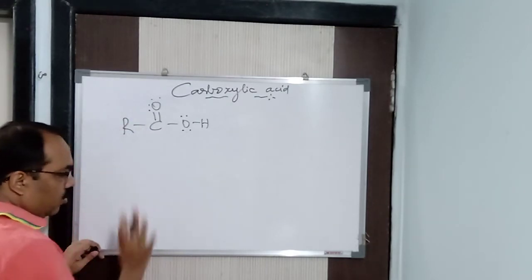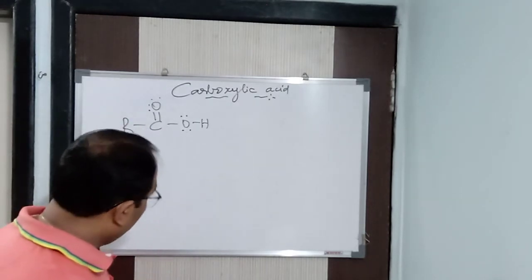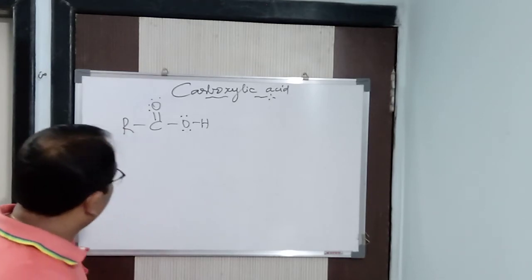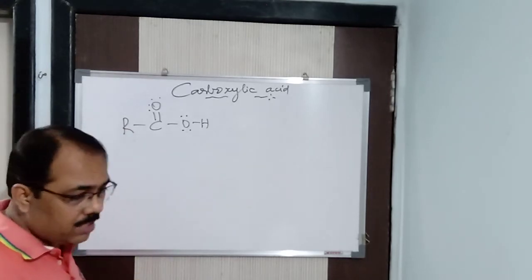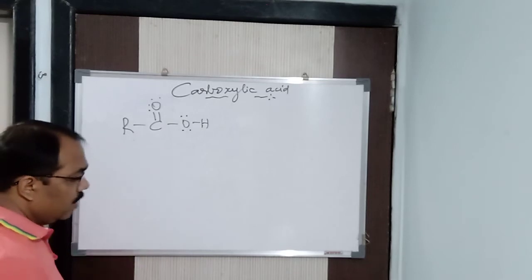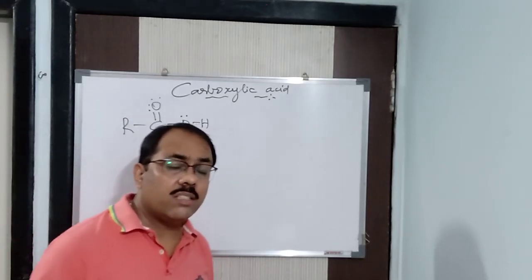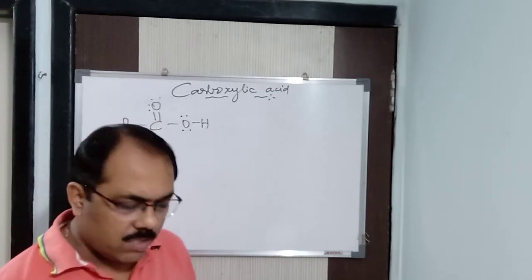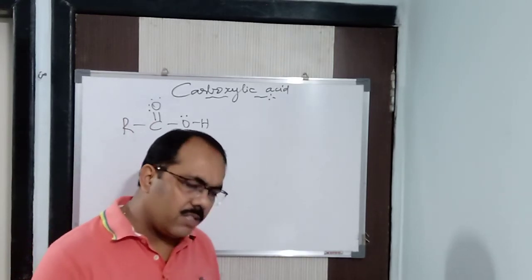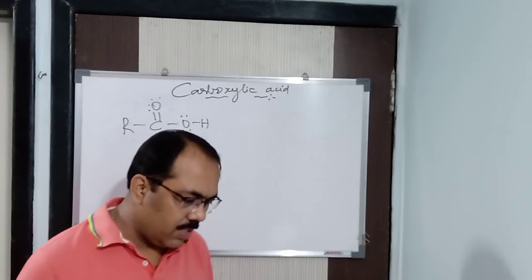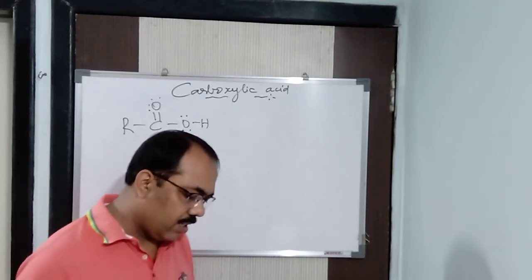Just now I have discussed with you some of them. So we have, if H is there, then formic acid. If CH3 is there, ethanoic acid. If CH3CH2 is there, then propanoic acid. Then if CH3CH2CH2COOH is there, then we can say butanoic acid. In this way it goes on. Or butyric acid, the common name for butanoic acid.